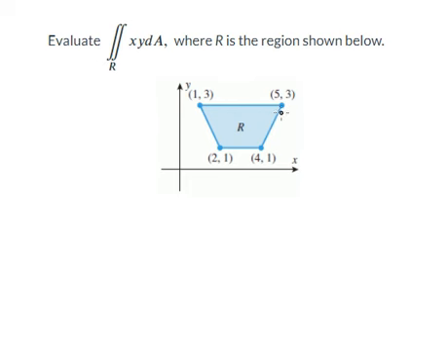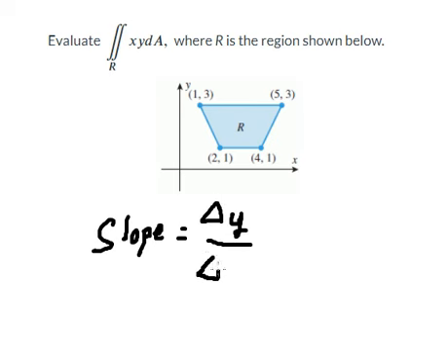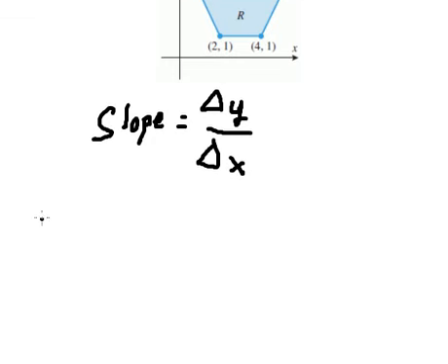So we need to find the line of this one and this one in here. So we have 2 points. We can find the slope of the function, and that should be delta y over delta x. Because we want to find y equals mx plus b, and we know that m is the slope.